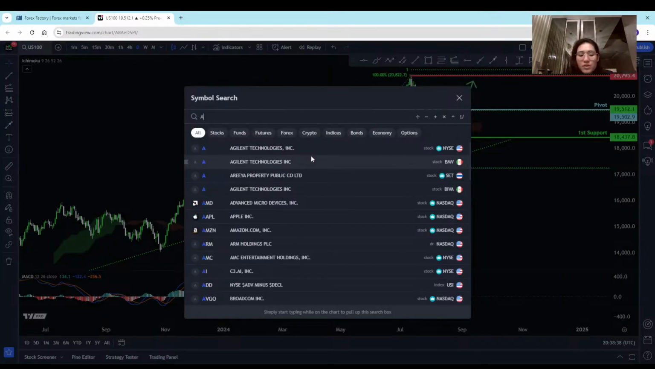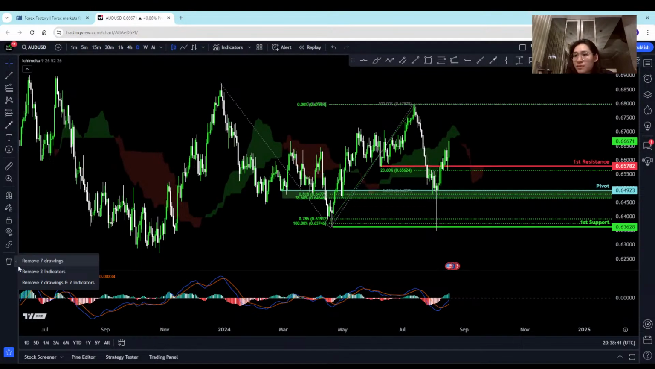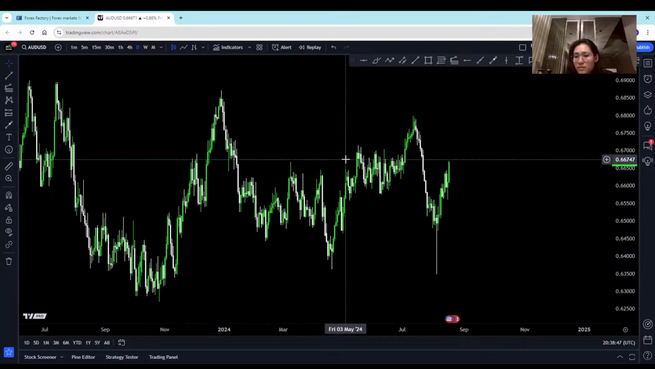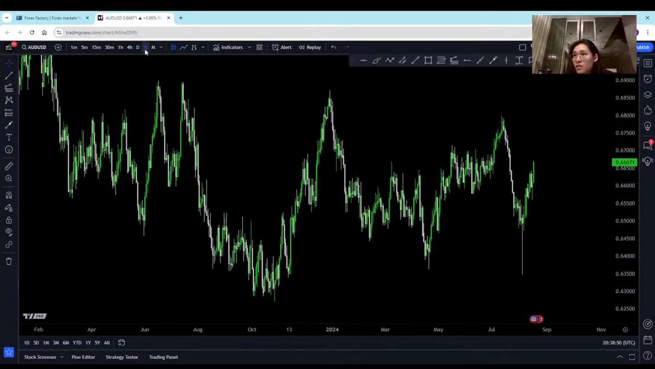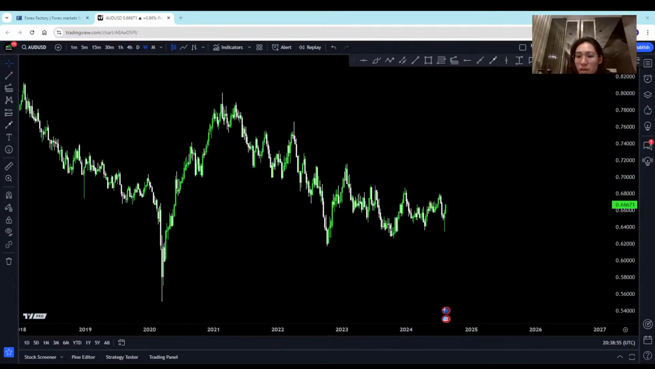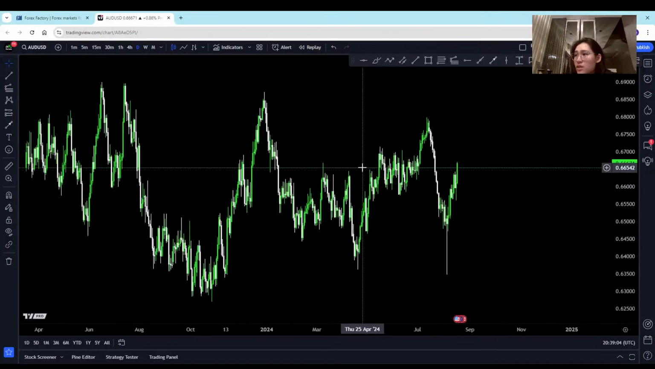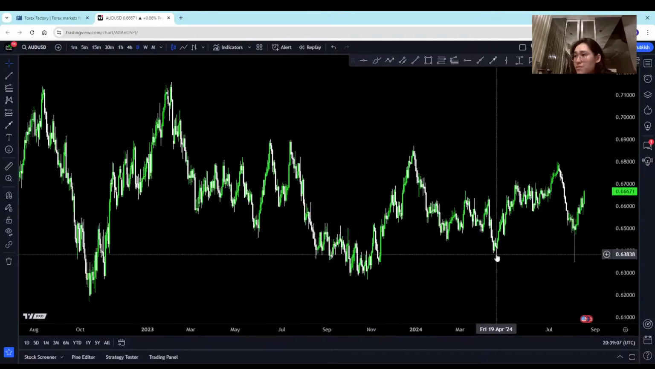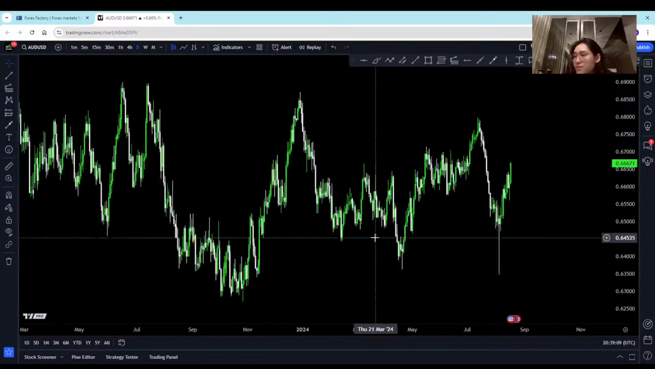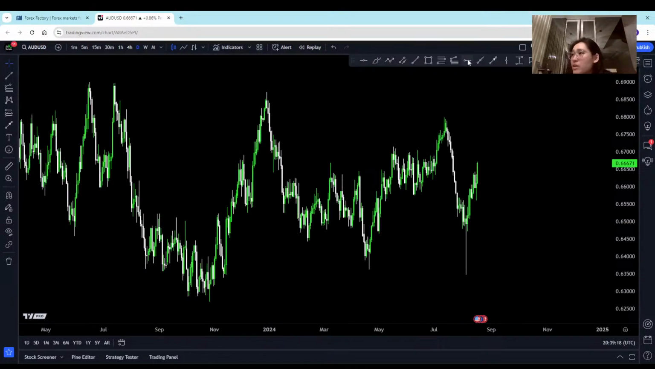Now let's go ahead and look at Aussie dollar. On our weekly time frame, you can see prices kind of dropping, but recently we also see prices moving upwards very slightly. We don't really have a general trend. Prices have been fluctuating quite a bit.